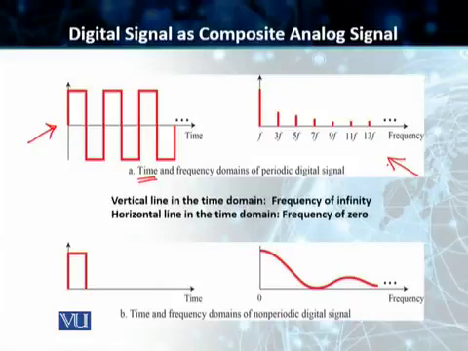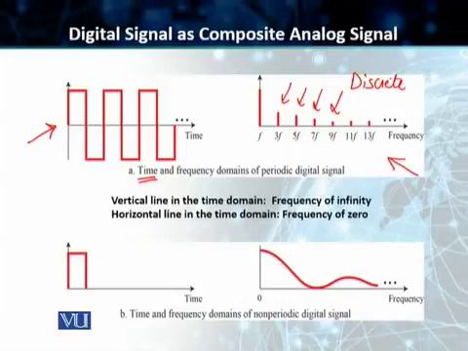Students, we'll go to our second figure, which is showing a non-periodic digital signal. On the left-hand side, once again, you have a time domain plot. On the right-hand side, you have a frequency domain plot. Once again, the decomposed signal still has infinite bandwidth, but the frequencies are continuous. All the frequencies for a periodic digital signal are discrete. In the case of a non-periodic signal, we have frequencies which are continuous.